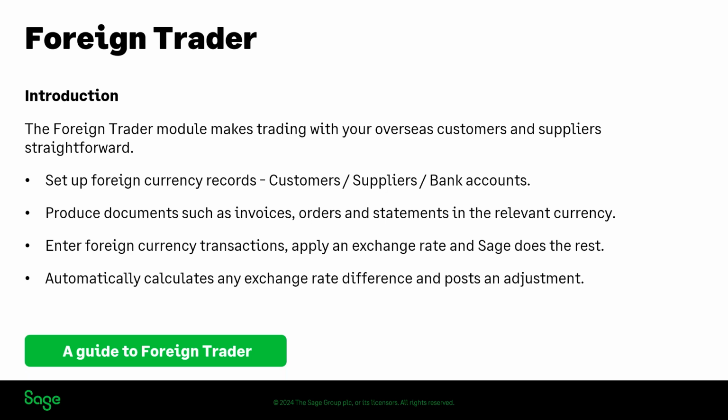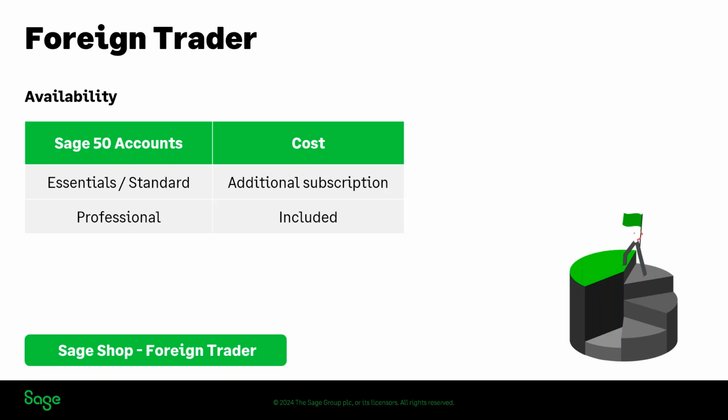Actually, just before I do that, I must mention availability-wise, I nearly forgot. If you're on the Professional level of the software, the foreign trader option is actually included as part of your subscription. So it's something that, if you want to, you can switch on within your software. It's not something that you can switch off. So once it's on, it's on. You might never use it, but it is switched on and you can't switch that off.